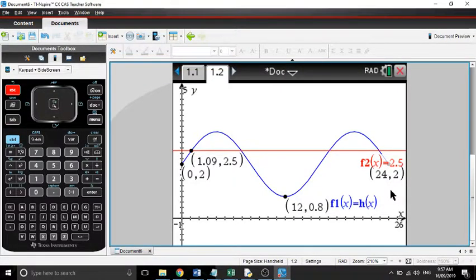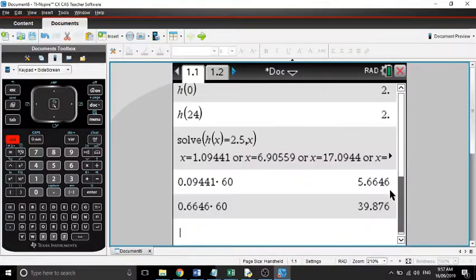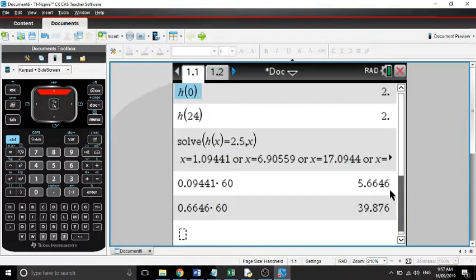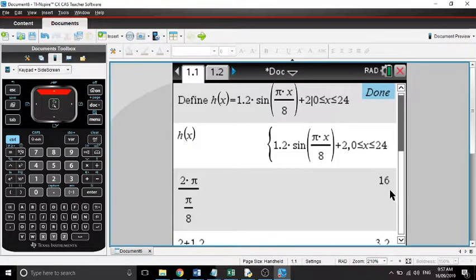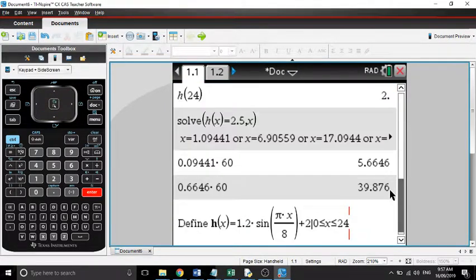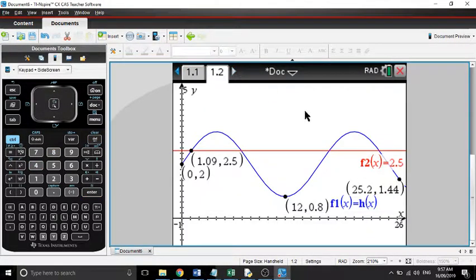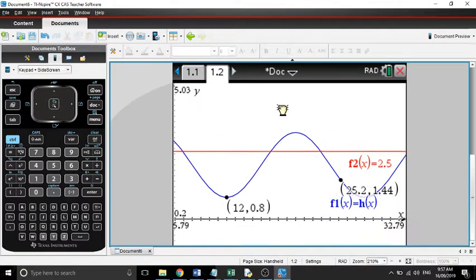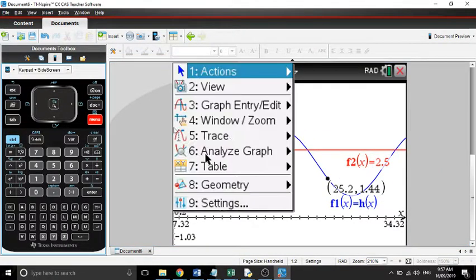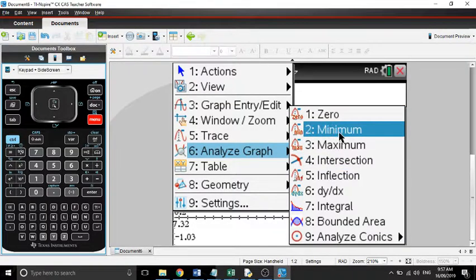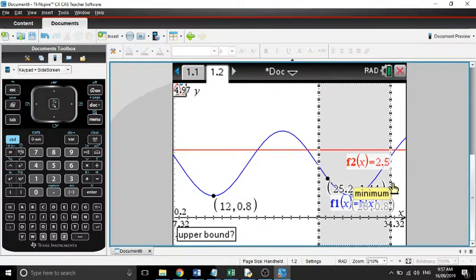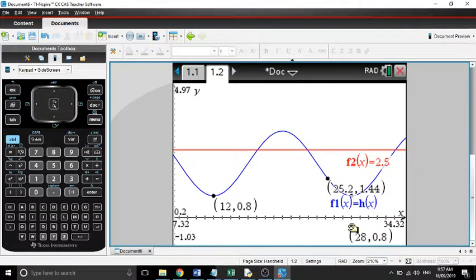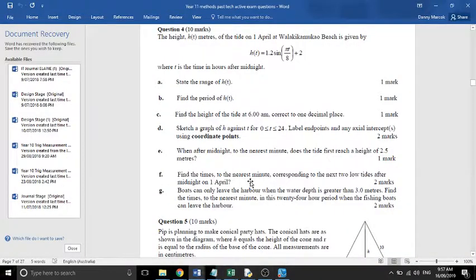So what we'll do is we will extend our domain. Just define this to make it a little bit longer. I'm going to go for 2 days. We want to know the next 2 low tides, 48. I'm going to go to the graph, and I'm going to find when the next low tide is. So I'm going to say menu, analyze graph, minimum. And it happens at 28 hours. So that will be 1 day plus 4 hours. So it makes 4 a.m. the next day.